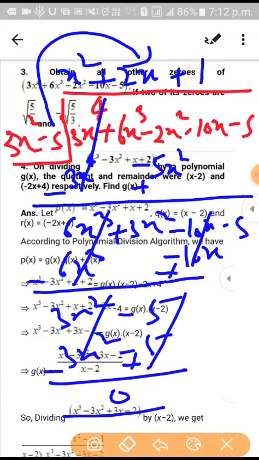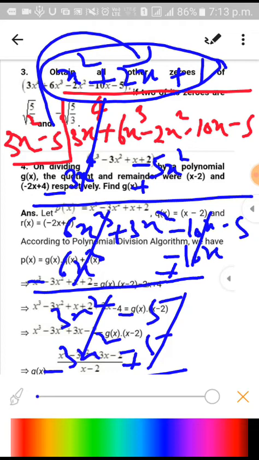Okay, so our quotient is what? X square plus 2x plus 1. Now we will factorize this quotient. Okay, how? By middle term split. X square plus 2x plus 1.